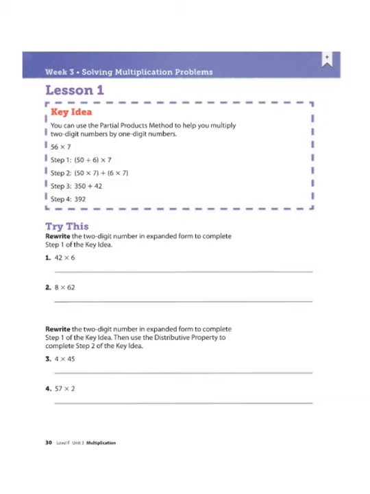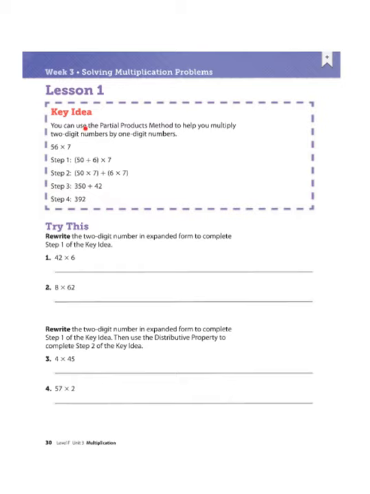Today we're going to talk about the partial product method to help us multiply two-digit numbers by one-digit numbers. So we're going to be breaking apart a number. In the key idea, our problem is 56 times 7. If we use the partial product method, we are going to break apart our two-digit number, which is 56. So our 56 really becomes (50 plus 6) times 7.